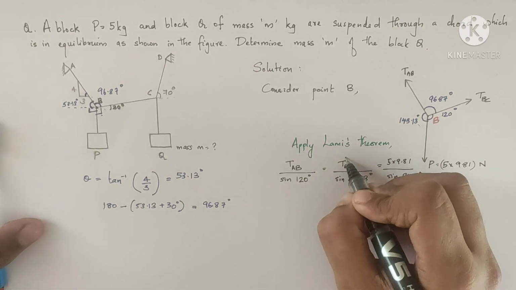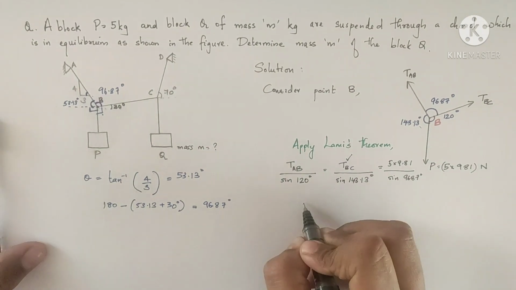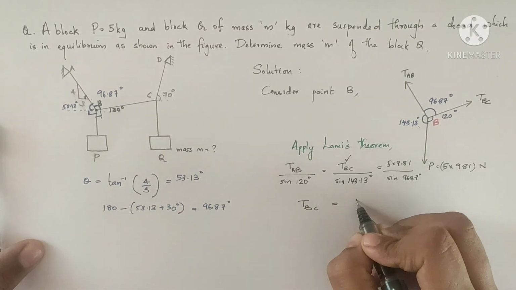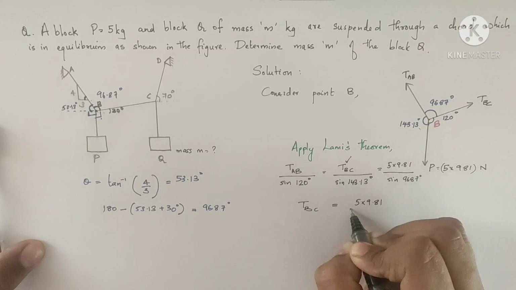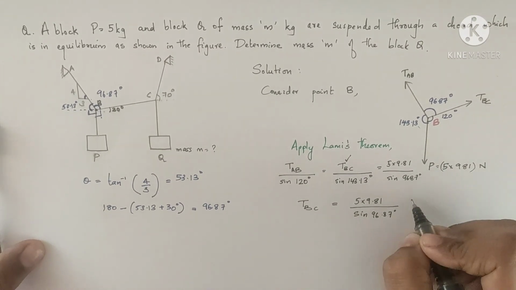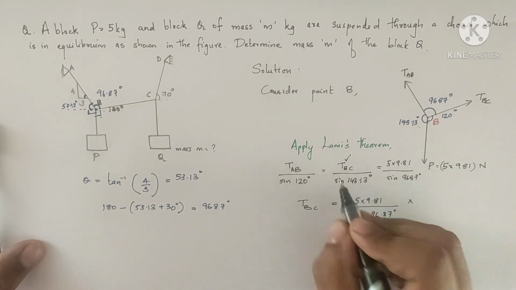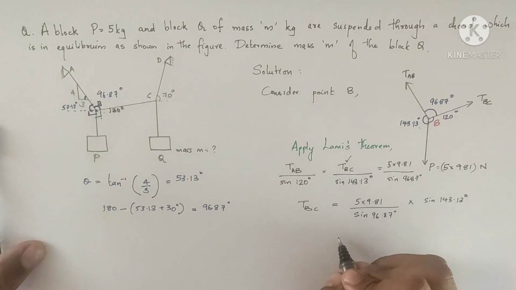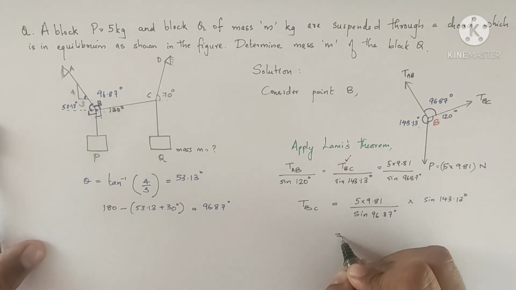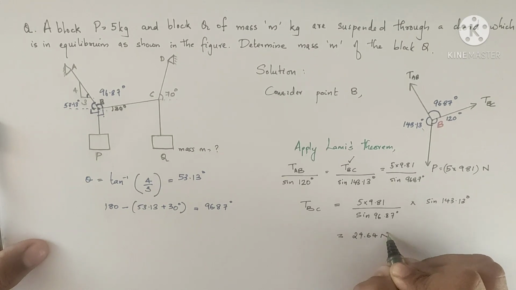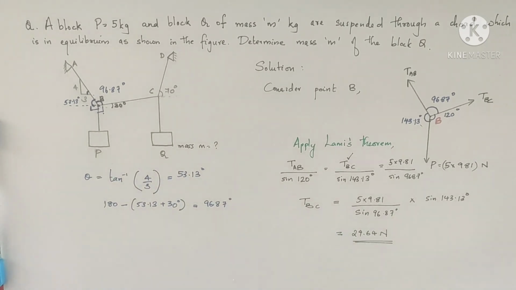Now we can find TBC. TBC is equal to 5 into 9.81 by sine 96.87 degree into, we'll take this angle, sine 143.13 degree. Calculate this value to get TBC, that is equal to 29.64 Newton. Okay, so we have found TBC.